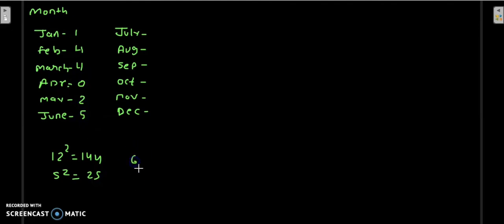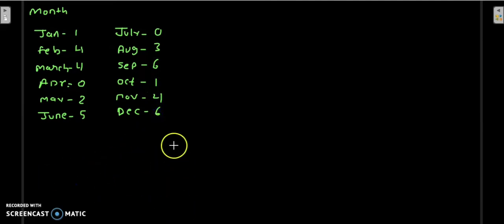After 5 what is coming? 6. 6 squared is 36. So here the code is 036. In the same way you can write here 146. These are the codes. For the trick we have to remember these codes, or you can use your own trick to remember. For January 1, for February 4, for March 4, for April 0, then 2, 5. In this way you have to remember.